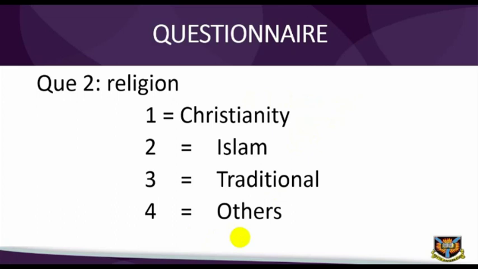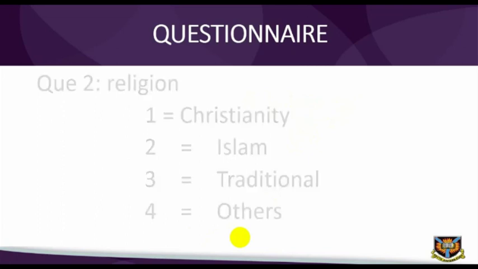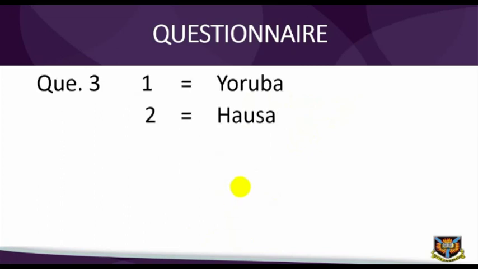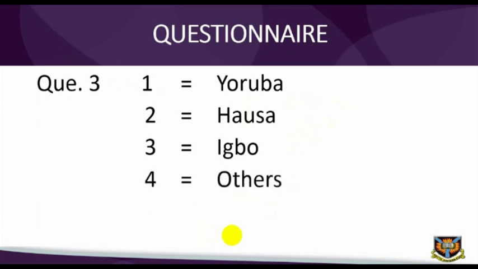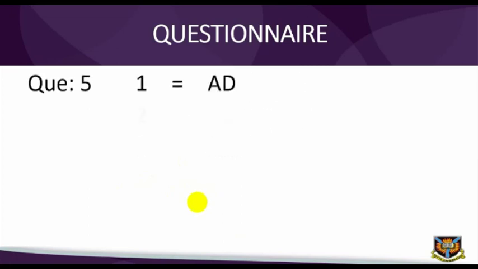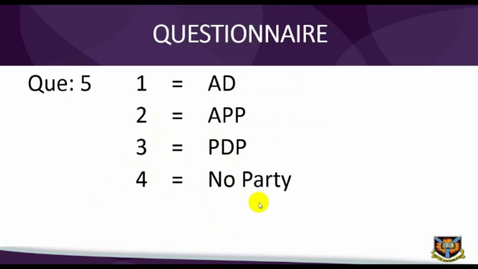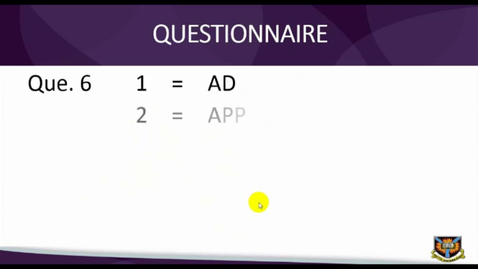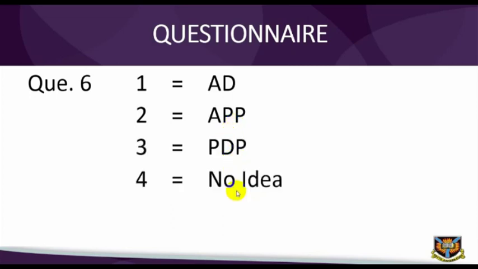Question 3. 1 is equal to Yoruba. 2 is equal to Hausa. 3 Igbo. 4 others. Question 4. 1 is equal to employed. 2 is equal to unemployed. 3 is equal to student. Question 5. 1 is equal to AD. 2 is equal to APP. 3 is equal to PDP. 4 is equal to no party. Question 6. 1 is equal to AD. 2 is equal to APP. 3 is equal to PDP. 4 is equal to no idea.